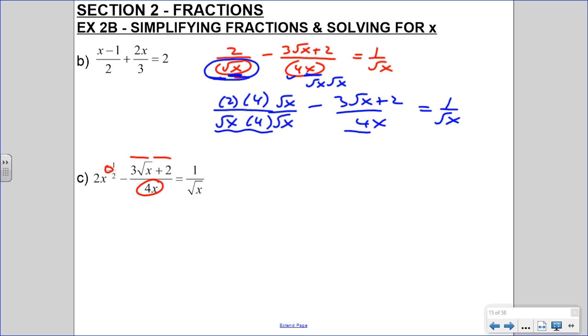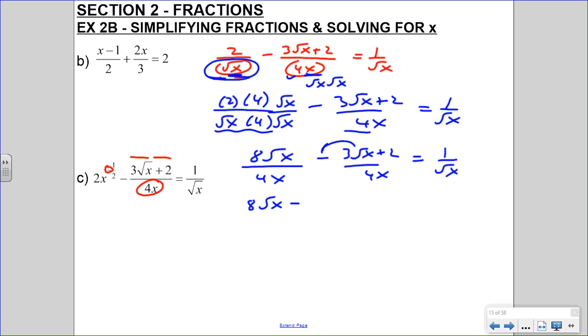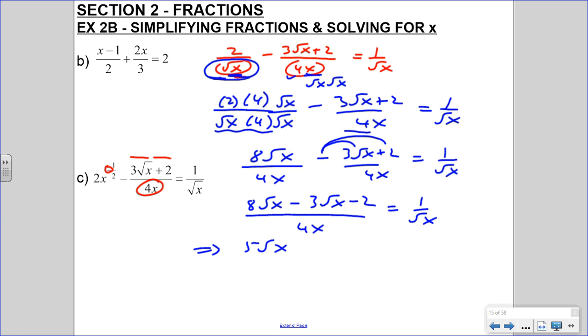So if we clean this up, this is 8 root x over 4x. Perfect. Minus 3 root x plus 2 over 4x. Brilliant. And now we can put these fractions together. So that's 8 root x minus. Now be very careful. So minus, minus. So minus 3 root x minus 2 all over 4x is 1 over root x. So this gives us 5 root x minus 2 over 4x.